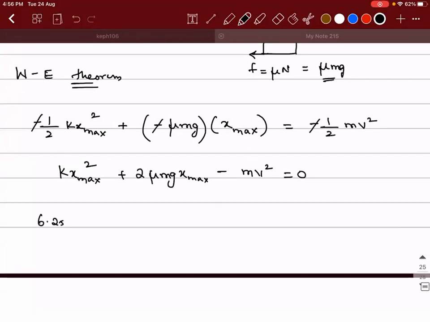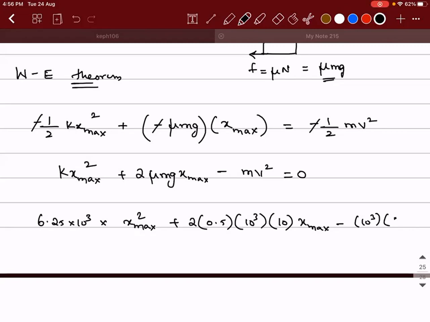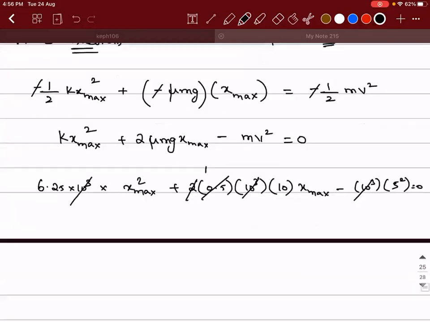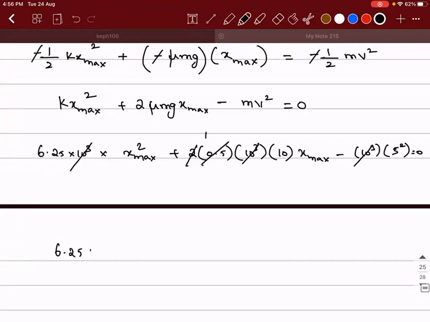So it is 6.25 into 10 power 3 into x max square plus 2 into mu, which is 0.5, into m, which is 10 power 3, into g. For the time being, I'll take g as 10, into x max minus m, which is again 10 power 3, into v square, that is 5 square, is equal to 0. So 10 power 3 first gets cancelled. 2 into 0.5 is 1. So we get 6.25 x max square plus 10 x max minus 25 is equal to 0.